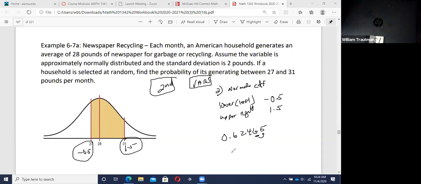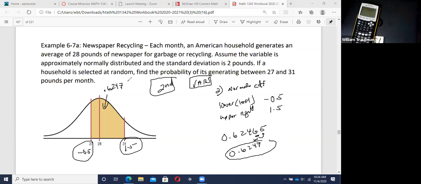Since this is 5 or more, you had to add 1 to that, and you get 0.6247 as our answer. So about 62% of the graph is shaded in. Do you see the shaded in part is 0.6247. That's the shaded in portion.